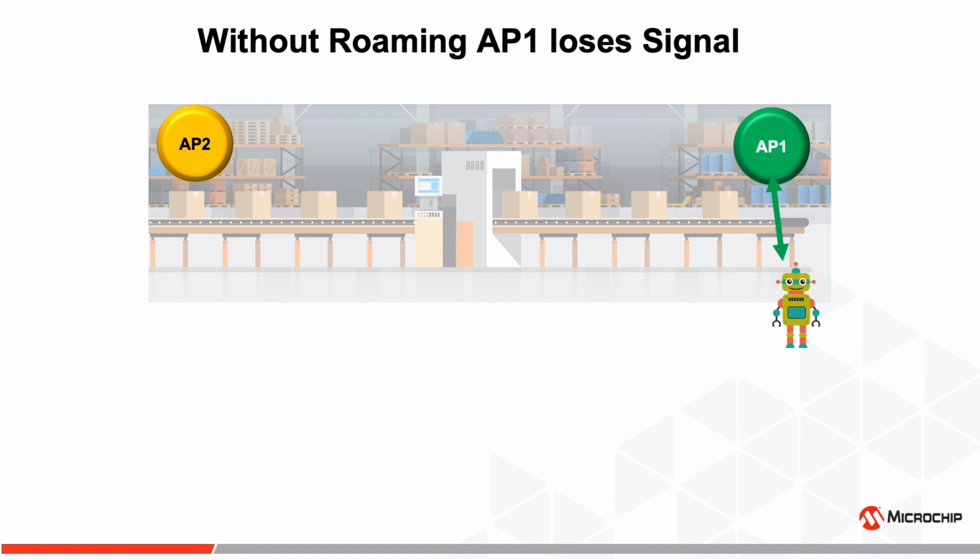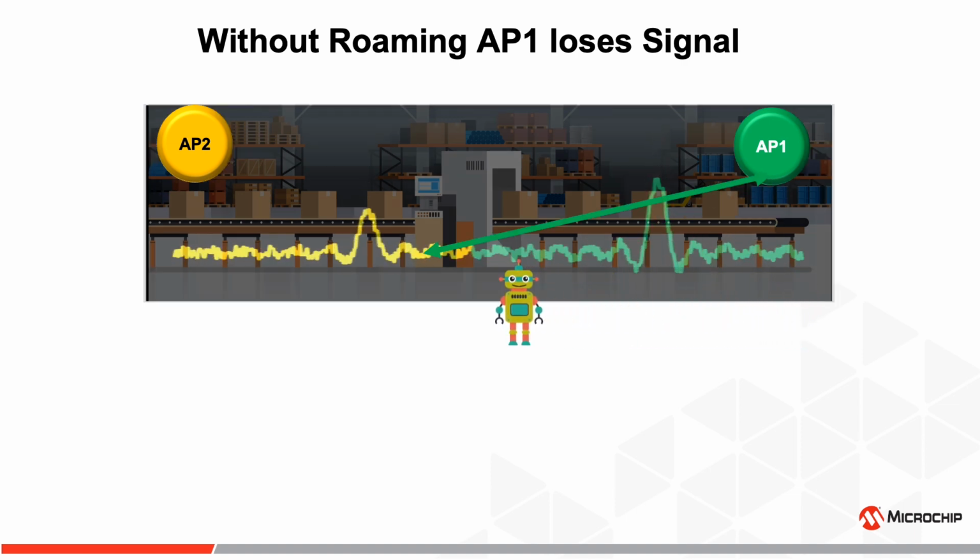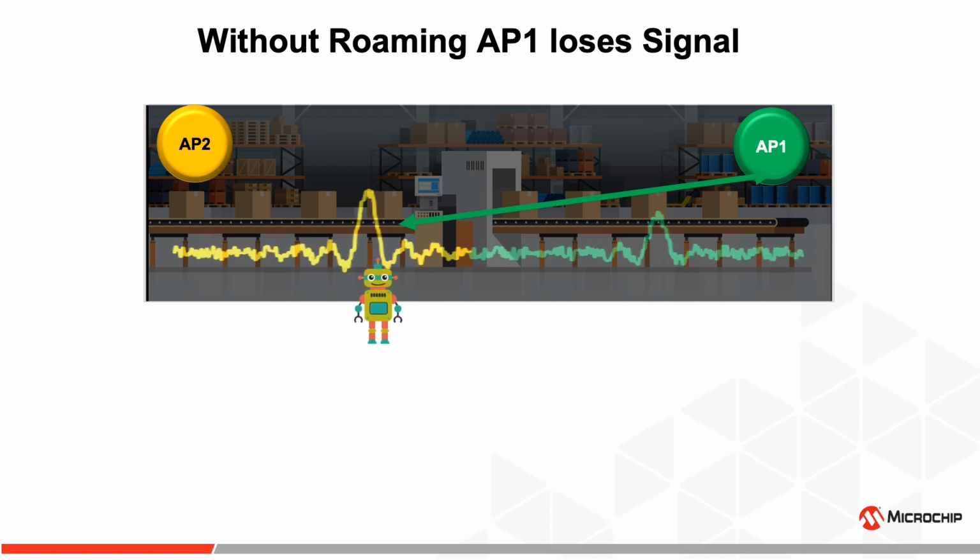Well, that's what we call roaming. So here's what it would look like without roaming. In this case, you're connected to access point 1, and as you move away from the access point into the range of a second access point 2, without roaming, you're going to remain connected to access point 1. The problem with that is your signal, as shown by the green signal indicator, is going down. So you're starting to lose connectivity.